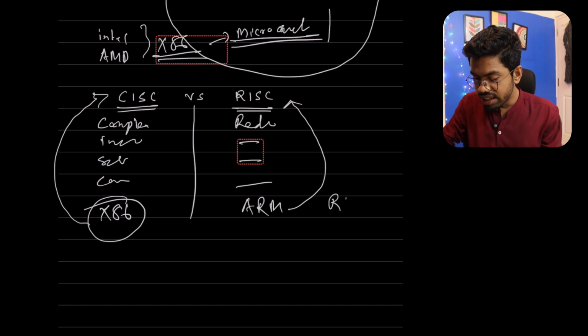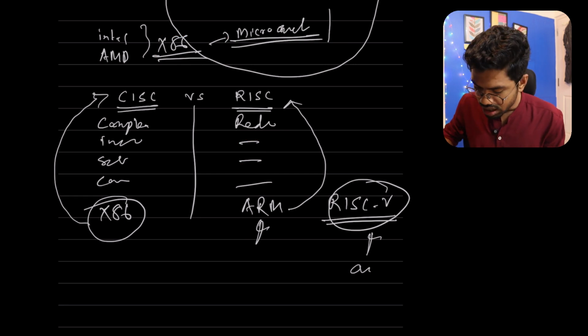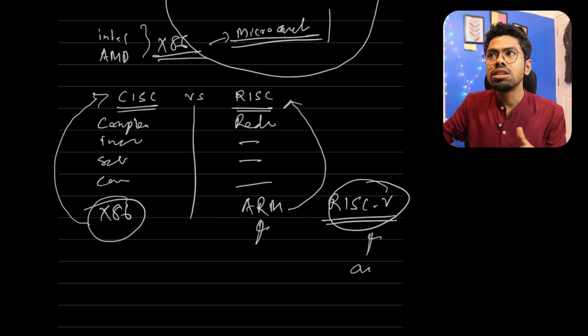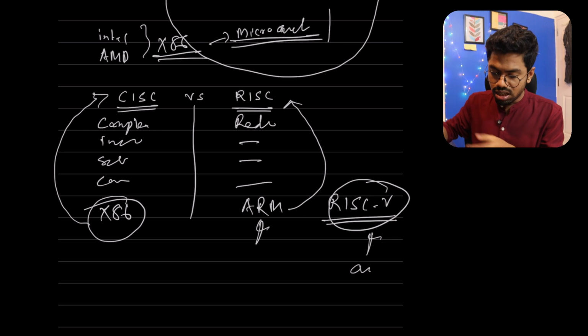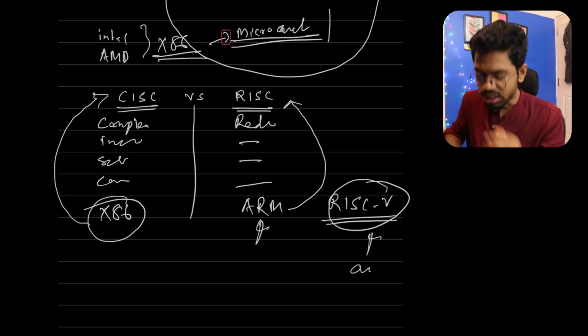Another example is RISC-V. You are hearing about this a lot because RISC-V is open source, whereas you need to get a license from ARM to design any CPU, right? x86 is also like that. Now as the name suggests, CISC means complex, so their instruction set would be very complex. RISC is reduced, so they have a reduced set of instructions.